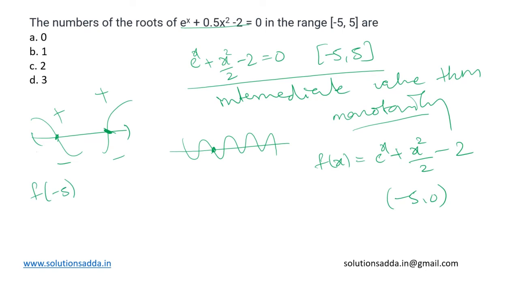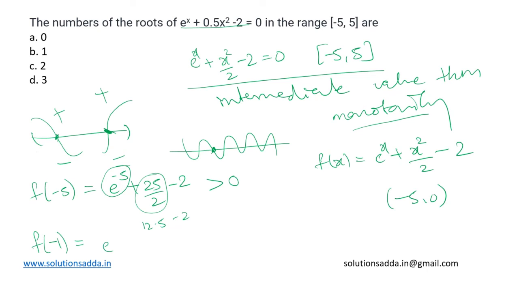Close to -5, if we substitute -5 exactly, then the value we get is approximately e raised to -5 plus 25 by 2 minus 2. Now this thing will approximately be 0, it would be very less. This is about 12.5 and then -2. So this thing is definitely positive, right? And if you substitute some lesser value, let us say -1, then for that value it becomes e raised to -1 plus half minus 2. Now this is half and this is again a small thing and we are doing -2. So this has become negative now.